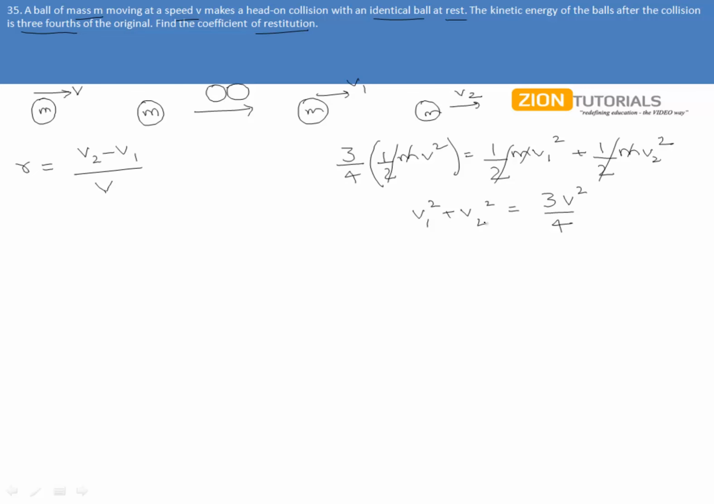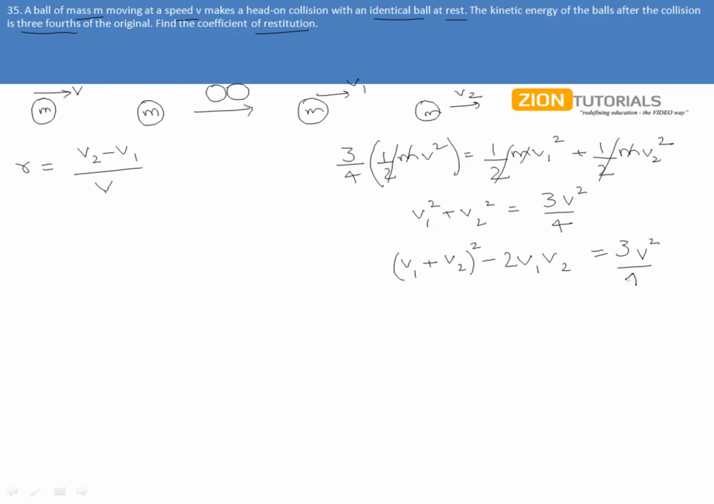Now let us complete the square over here. So we get (v1 plus v2) whole square minus twice of v1 v2 equals to 3v square by 4, and let us also write the square of the coefficient: r square v square equals v1 square plus v2 square minus 2 v1 v2.